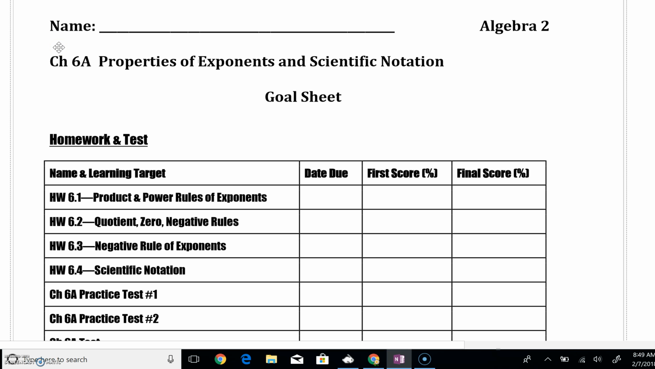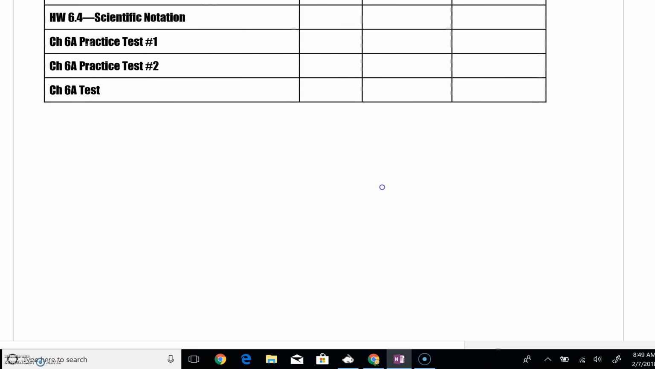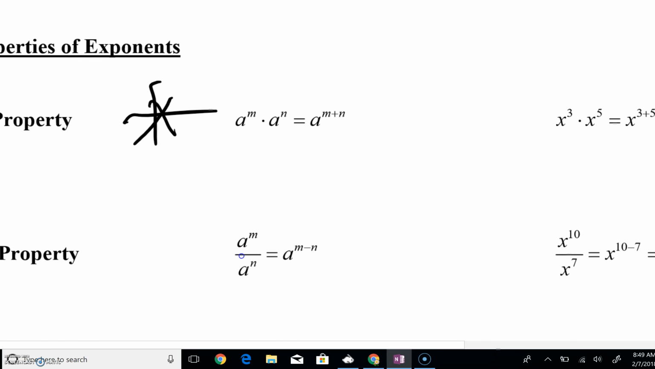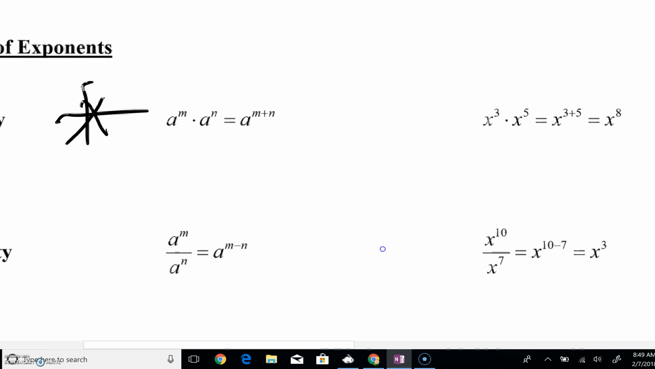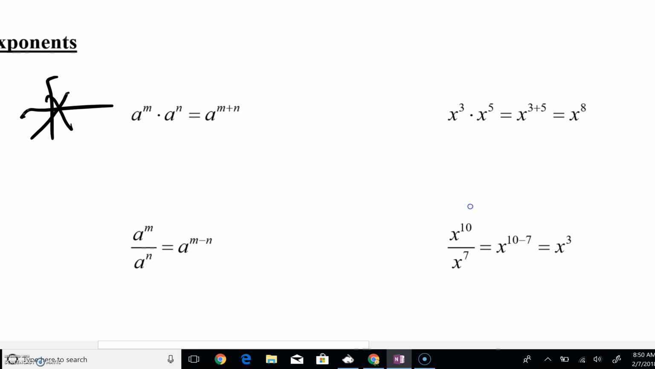Algebra 2, we're in a brand new unit, 6A. We've got the properties of exponents in scientific notation. Today we're going to deal with the product and power rules of exponents. And in fact, what we're going to really take a look at today is this idea. If I gave you a to the m times a to the n, you're going to be able to combine those by adding the exponents. And this is on that second page right here.